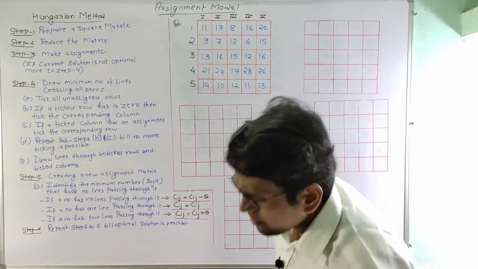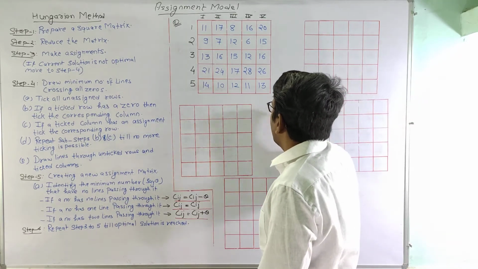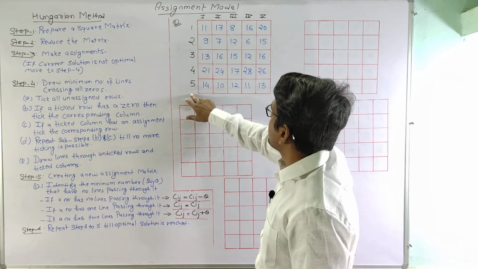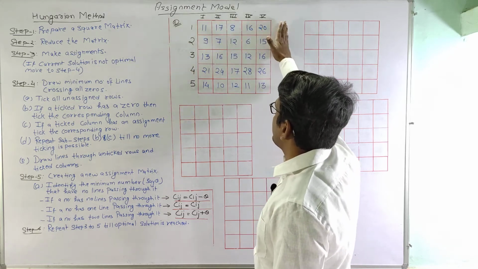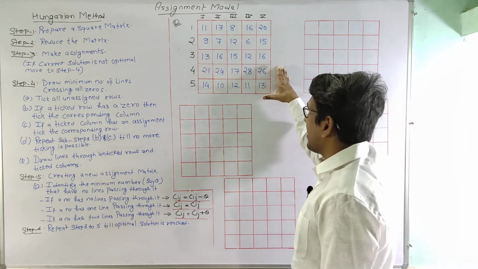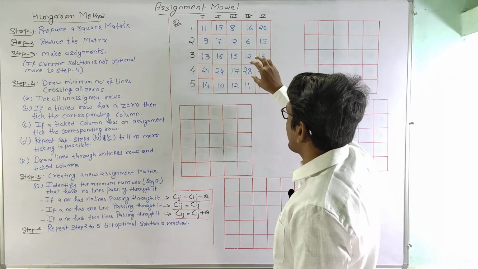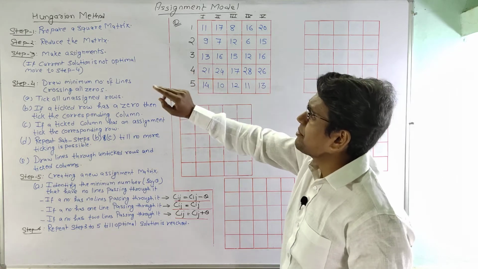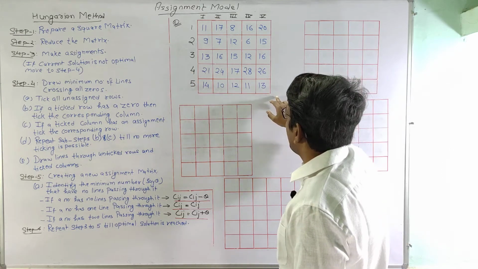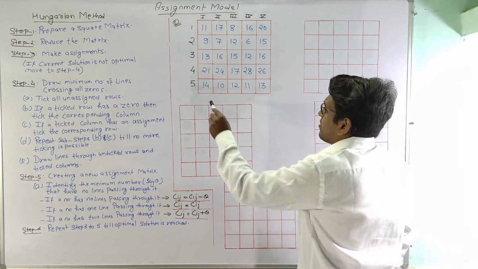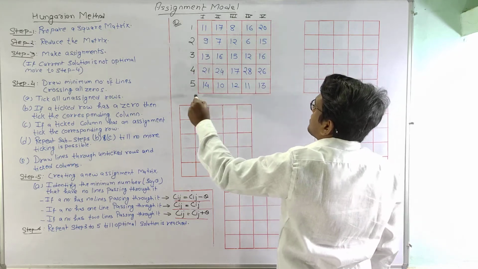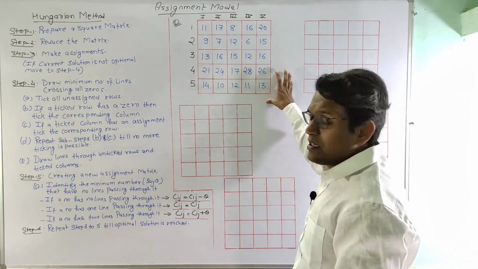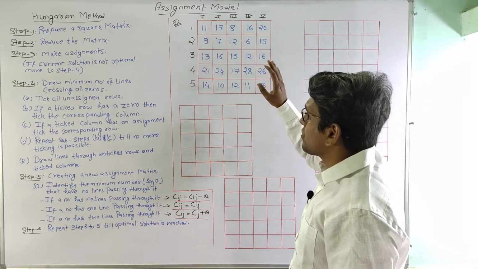So here the question says that there are 1, 2, 3, 4, 5 facilities and 1, 2, 3, 4, 5 jobs. So we need to assign these for minimum cost. And first of all, step 1 says that prepare a square matrix. As we can see, this matrix is already a square matrix, a 5 cross 5 matrix. So this satisfies the first step.